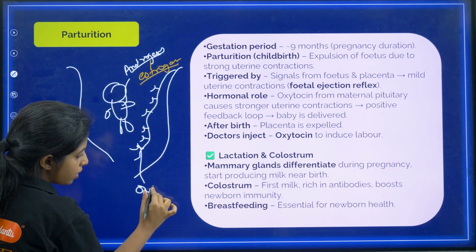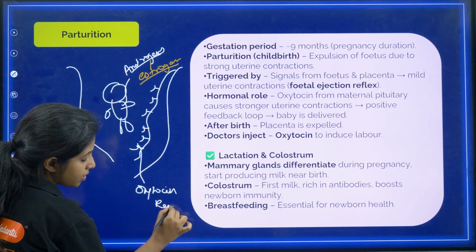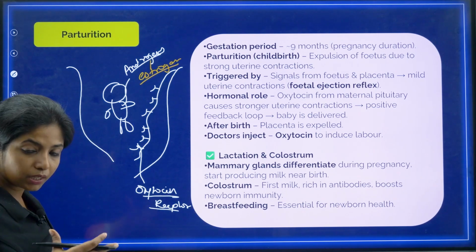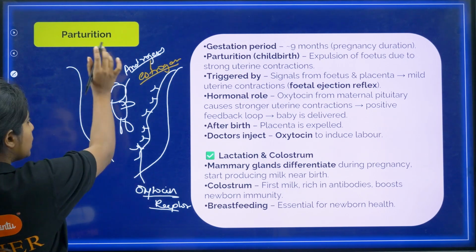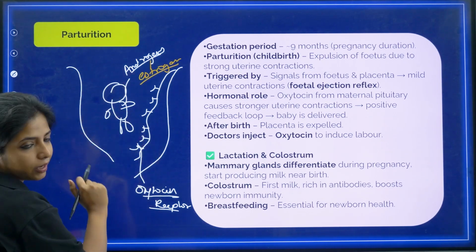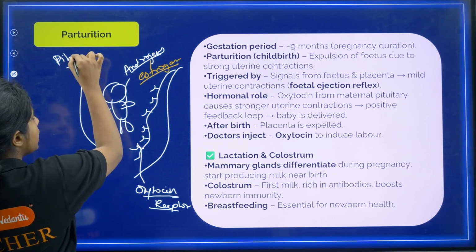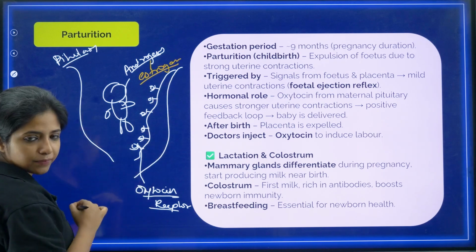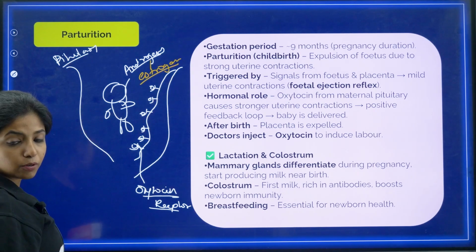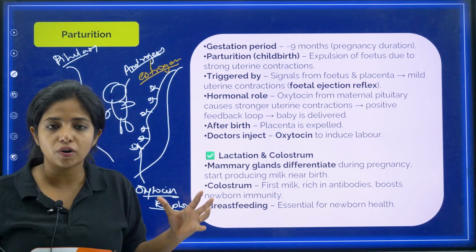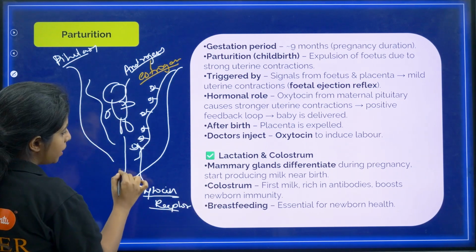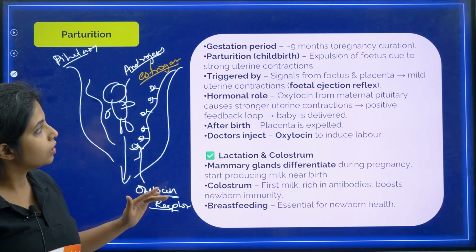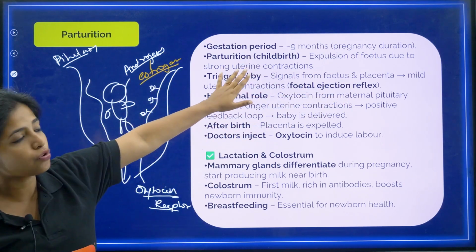What receptors? Oxytocin receptors. You know oxytocin? Oxytocin is a hormone released by the maternal pituitary gland. The mother's pituitary gland releases oxytocin. Until now oxytocin was being released, but there was no one to receive it. Finally, the pituitary gland is releasing oxytocin and there will be receptors to get hold of it. When the oxytocin and the receptors bind, my dear children, there will be strong uterine contractions which will make the baby move out. So parturition is the expulsion of the fetus due to strong uterine contraction.